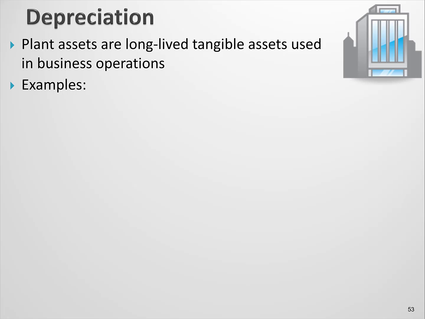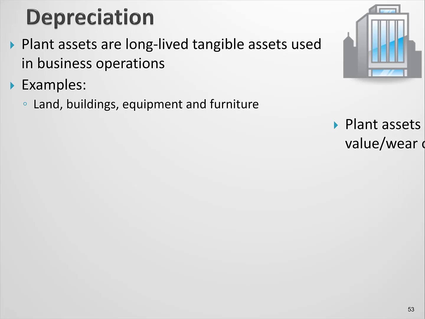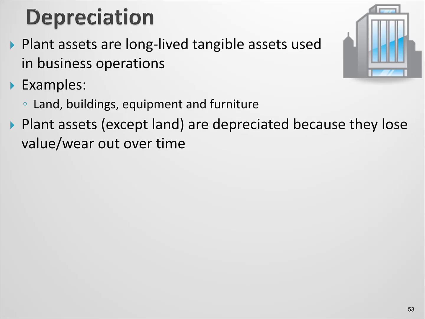So what are some examples? Land, buildings, equipment, and furniture. Also things like computers, which I guess would fall under equipment. And vehicles too. Vehicles are a common example of something that is depreciated. So these plant assets, except for land, are depreciated because they lose value or they wear out over time.